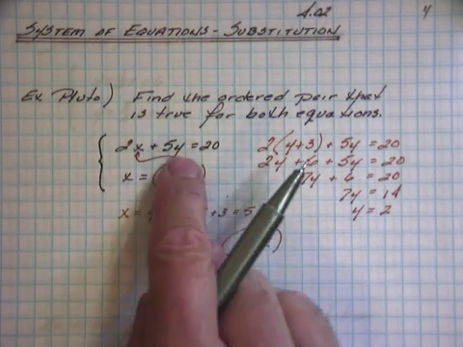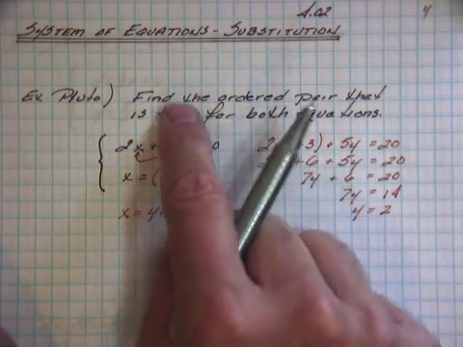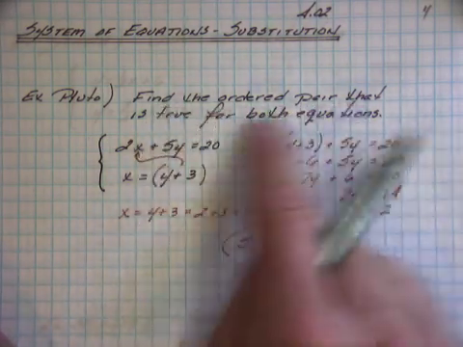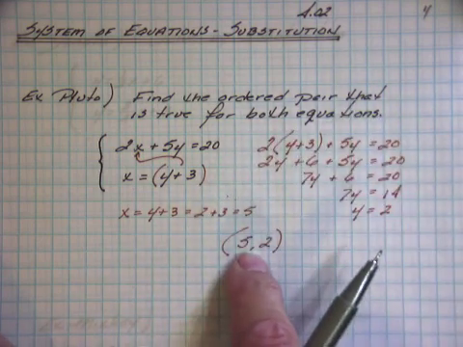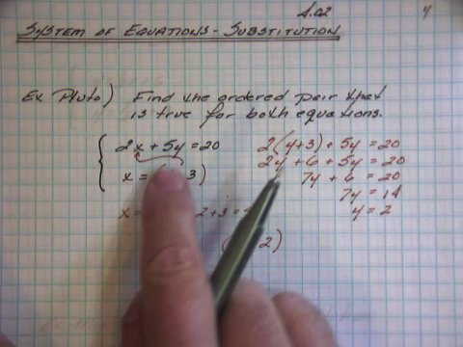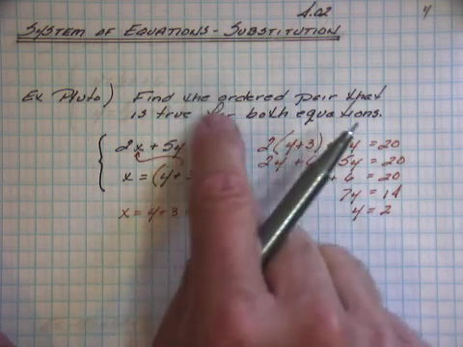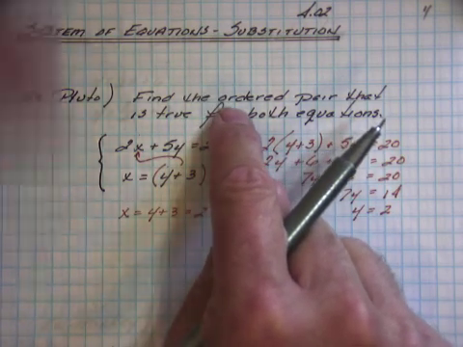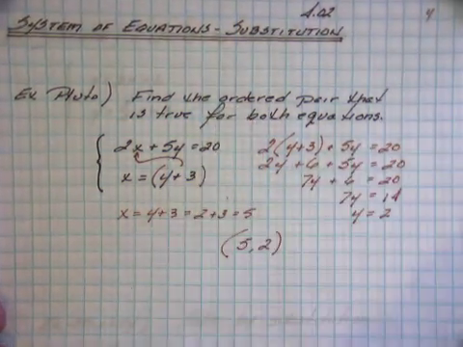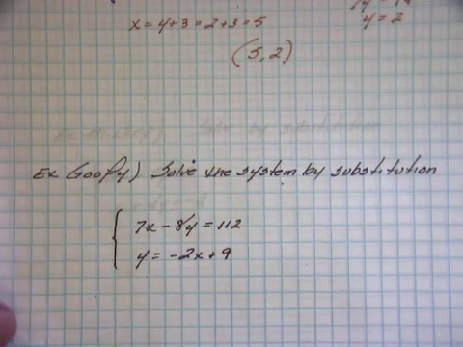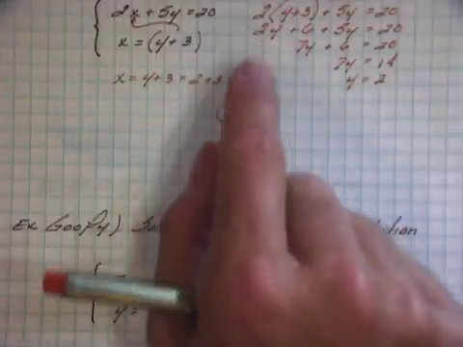It's also the point which is true for both these equations, all right? Look at the wording here. Find the ordered pair that is true for both equations. This is the only ordered pair that will work in both the first equation and the second equation. That's why I wrote it differently. You want to be exposed to different ways of asking the same question. All right, so that was example Pluto.